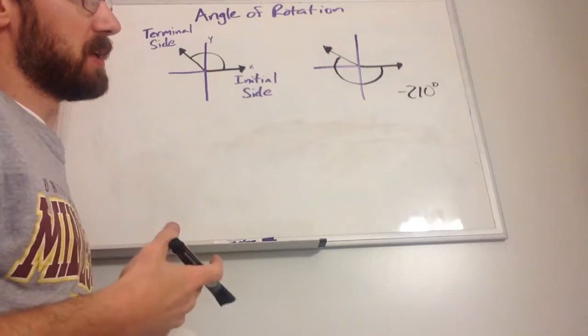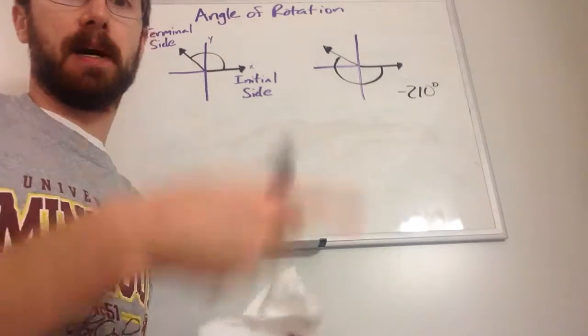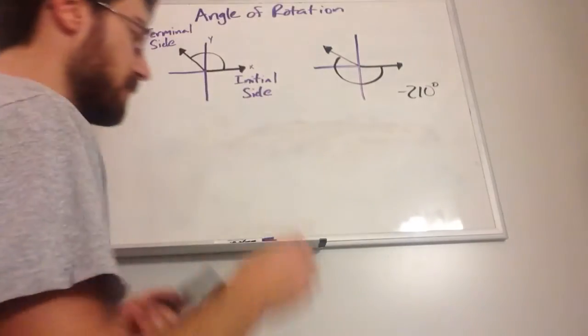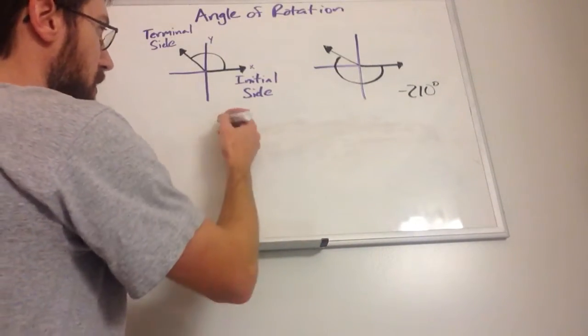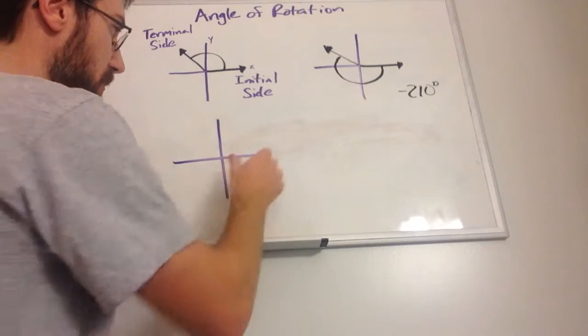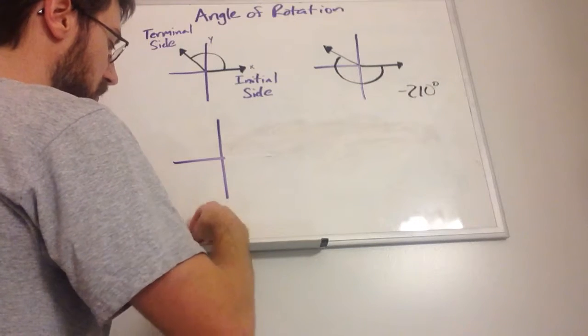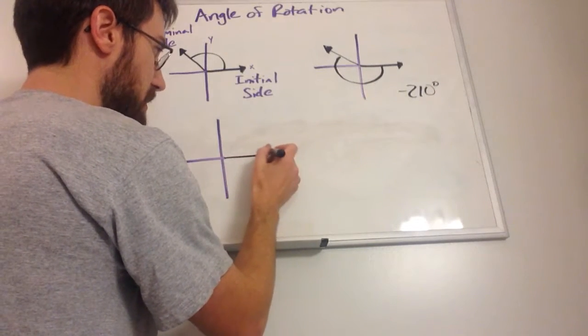Now, the only other thing here would be what happens if we go around the clock more than once. What if it's more than 360 degrees? That can happen with angles of rotation. So, for instance, let's say we've got 390 degrees.